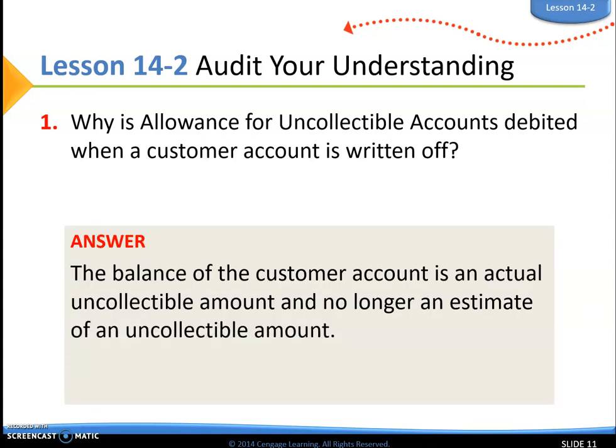The balance of the customer account is an actual uncollectible amount and no longer an estimate of an uncollectible. The way that I think of it is that we're taking money out of our allowance fund and we're using it to cover what our customer owed us. So it's no longer just that estimate. It's now we are actually saying this is uncollectible, so we're using that money in our allowance account.